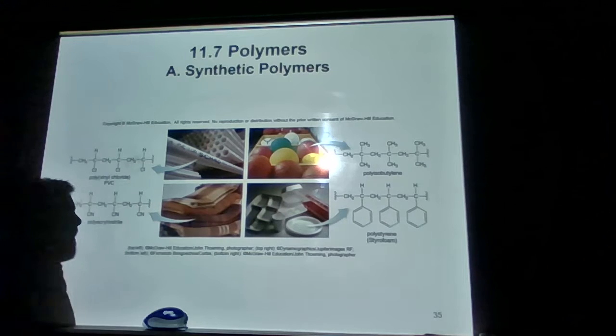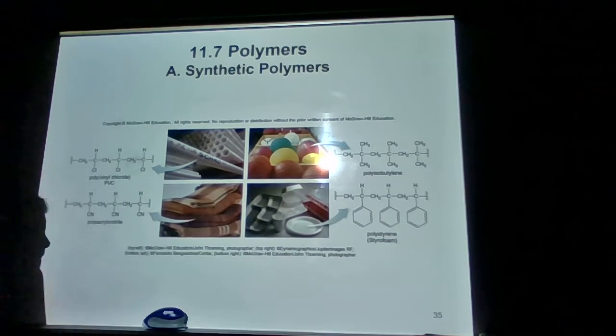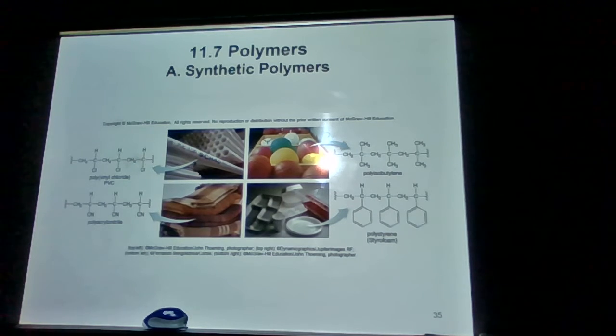The polyisobutylene, the skins for many kinds of sports athletic balls, basketballs, soccer balls, volleyballs, and such. And then polystyrene, your foam containers for your eggs, for your food services, for your drinks. Polystyrene is Styrofoam, or it is a polymer.